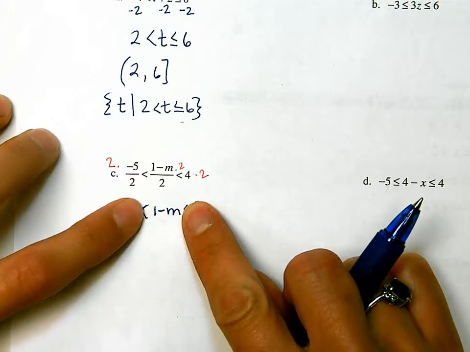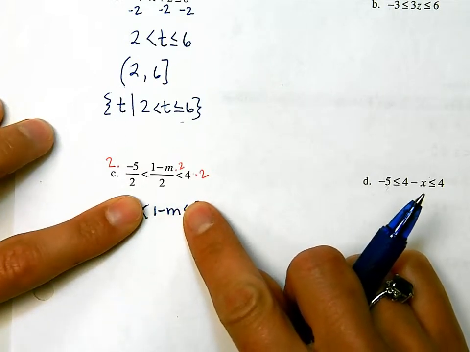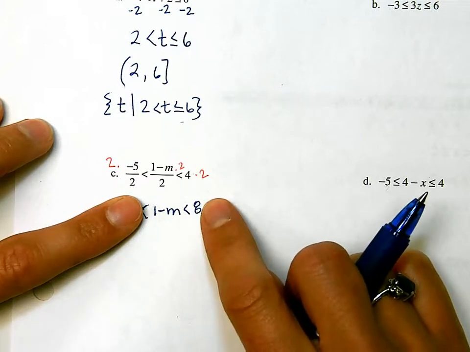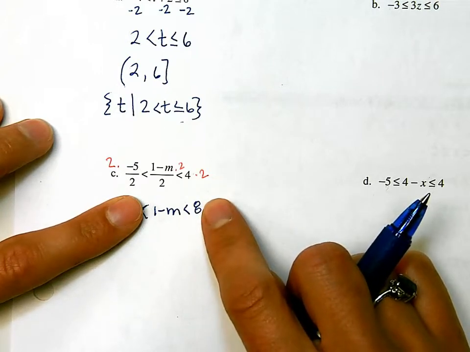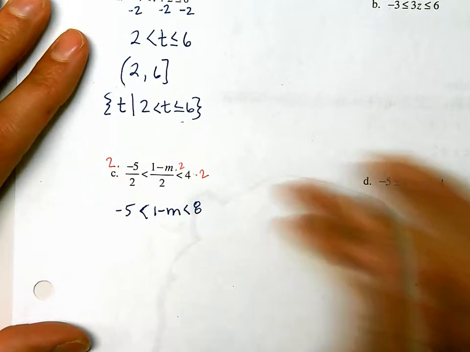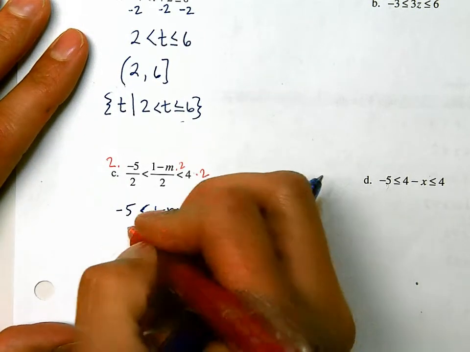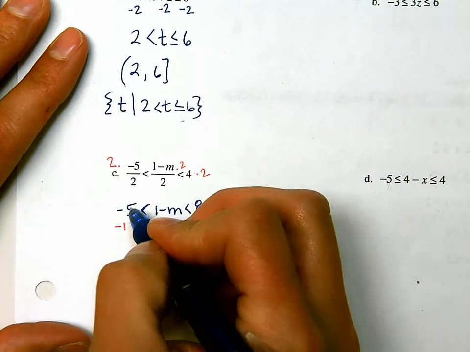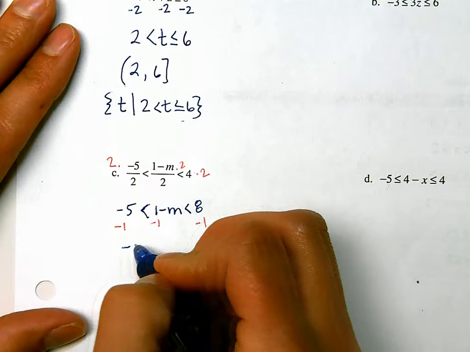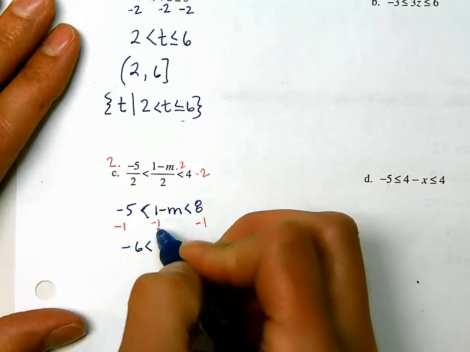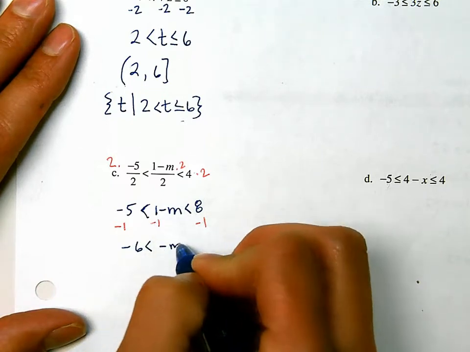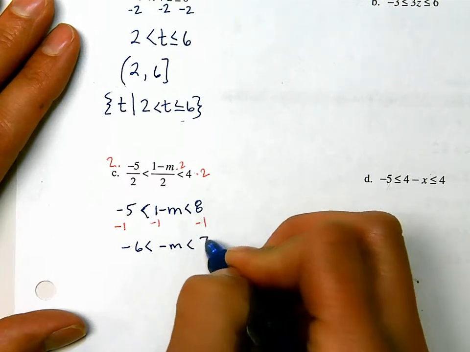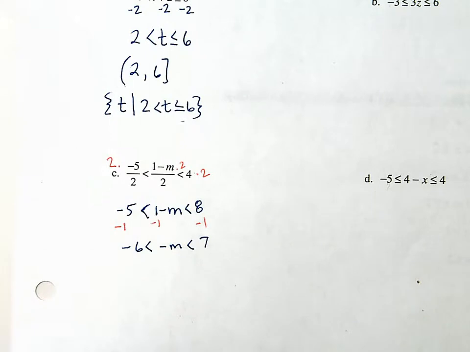The 1 is doing the subtracting. The 1 is actually positive, so we're going to subtract it. Okay? But don't lose track of that minus sign in front of the m. It's important. So we'll have to bring it down. So we're going to subtract 1 from all three parts. So negative 5 minus 1 is negative 6. Negative m. And 8 minus 1 is 7.